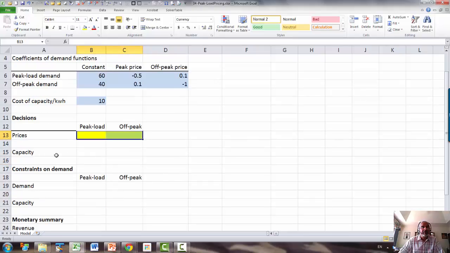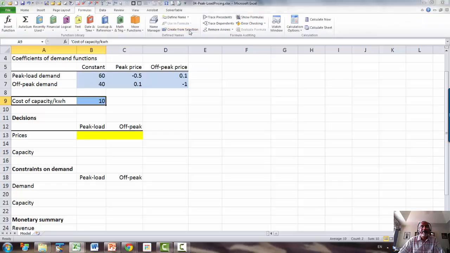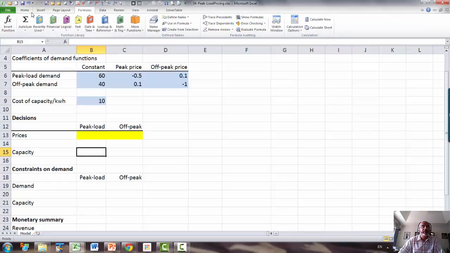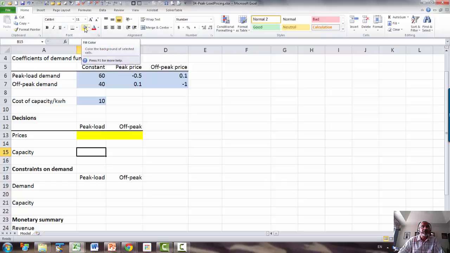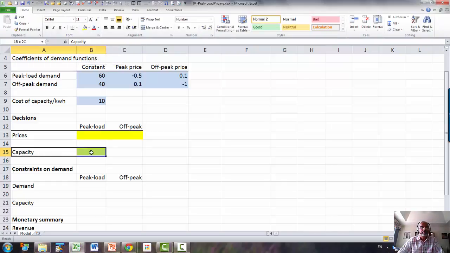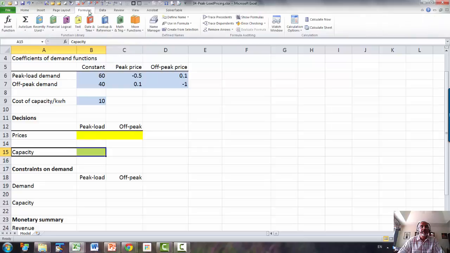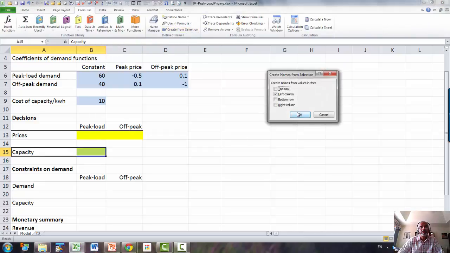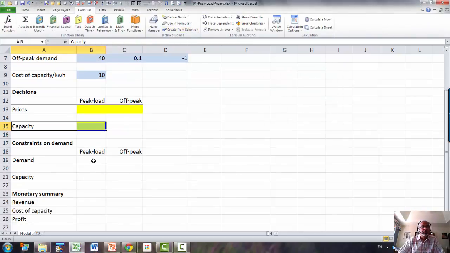And now we have capacity. So capacity will be, let's give a name. Okay. Now capacity is another decision variable that we have to have. Let's give a name here. Okay, now we set up the demand.